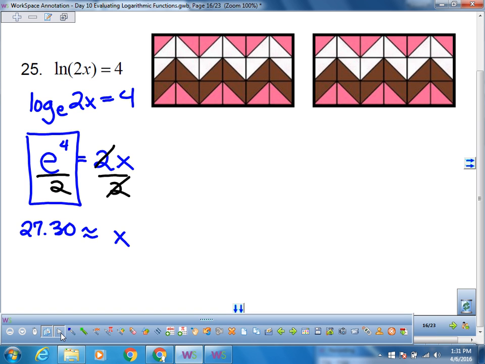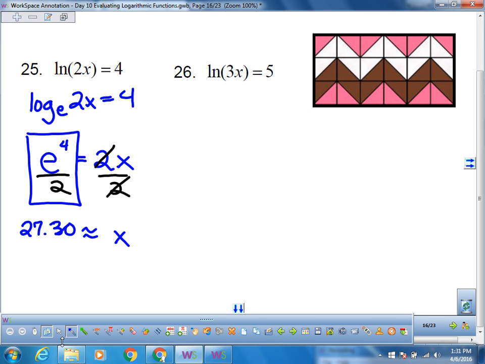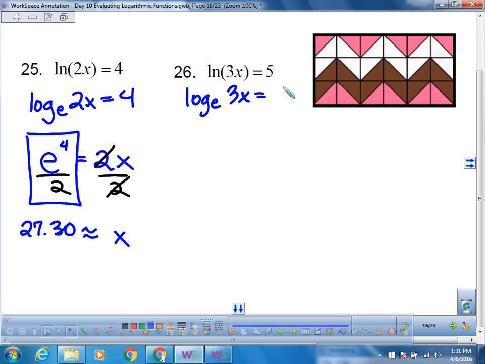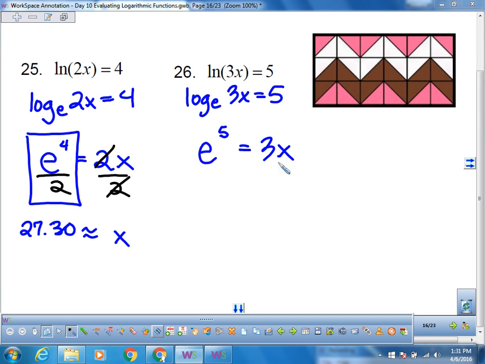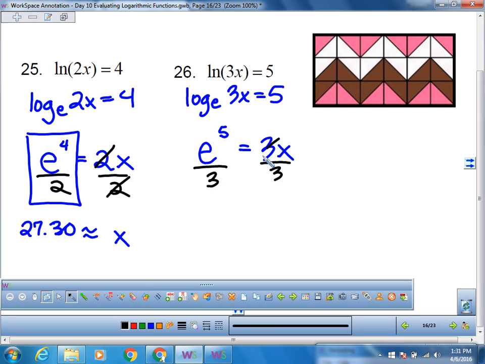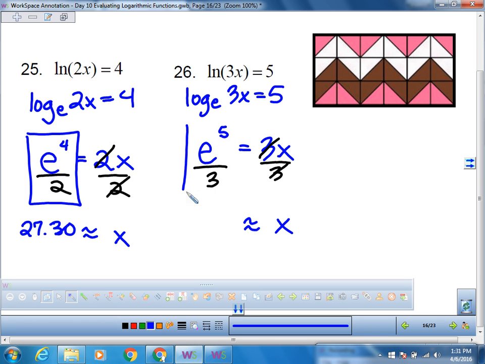Okay, let's do it. And I've got to do one more thing. So I'm going to put an LN again. So I'm going to change it to a log base e of 3x equals 5. So logarithms are exponents. So base e, what's my exponent? 5 equals 3x. How do I solve it? Divide by 3. And I have x is approximately whatever it is.